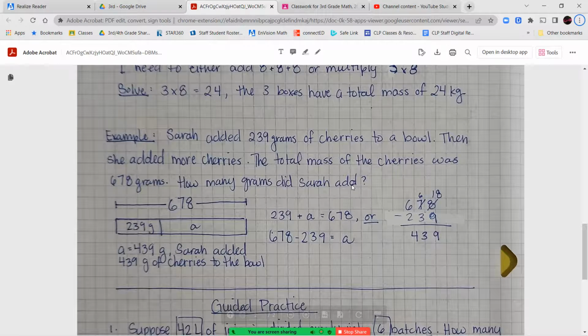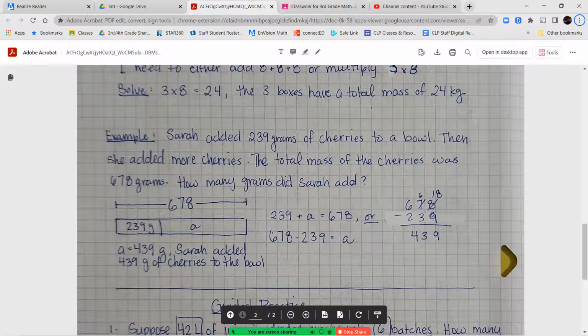All right, our next example before our guided practice says Sarah added 239 grams of cherries to a bowl. Then she added more cherries. The total mass of the cherries was 678 grams. How many grams did Sarah add? So here we have our whole number. We have the part that we know, and we have a missing part. So if I draw this as a bar diagram, my whole number goes on top. The part that I know goes in one box, and my unknown goes in the other box.